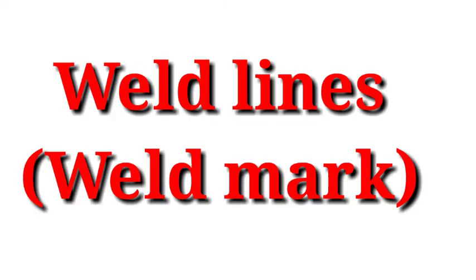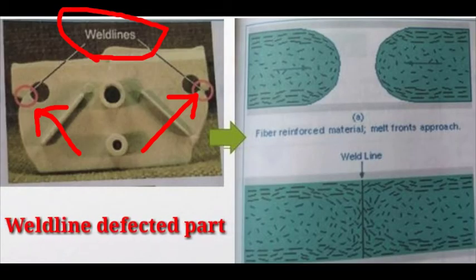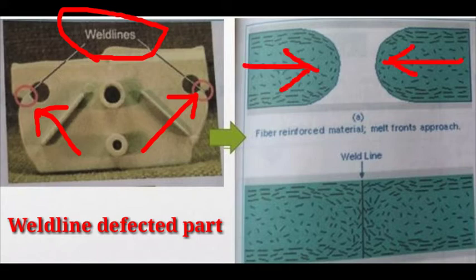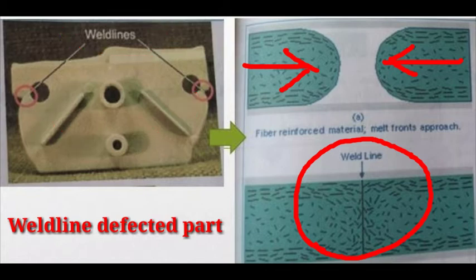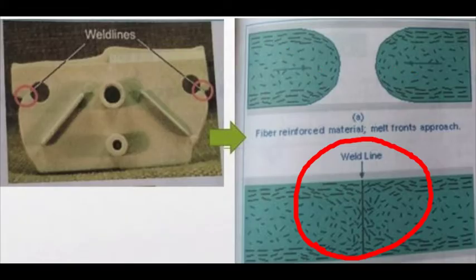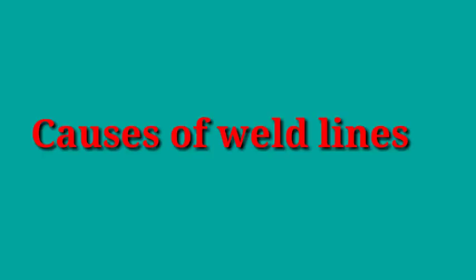Now we are going to see the weld line. A weld line, also called a weld mark or a knit line, is formed when separate melt fronts traveling in opposite directions meet. A weld line occurs if two emerging melt fronts flow parallel to each other and create a bond between them. Now we are going to see the main causes for the weld line.